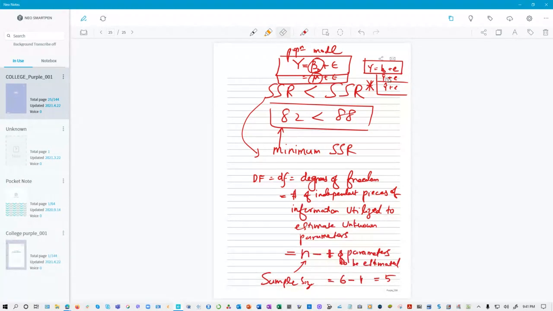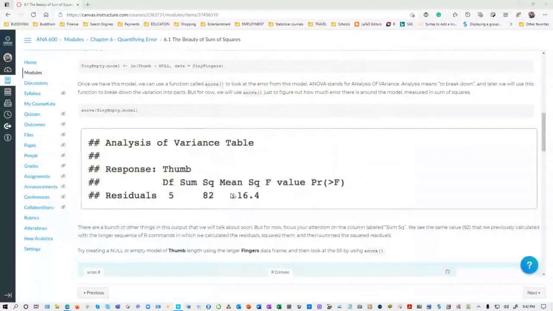What is your B naught? Y bar. Sample mean. Instead of that, you can think about the population mean plus the epsilon. What's its estimate? Sample mean. The population mean's best estimate would be the sample mean. We know that one. That's how we got 5 here.